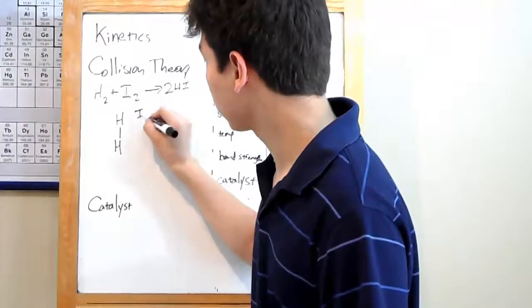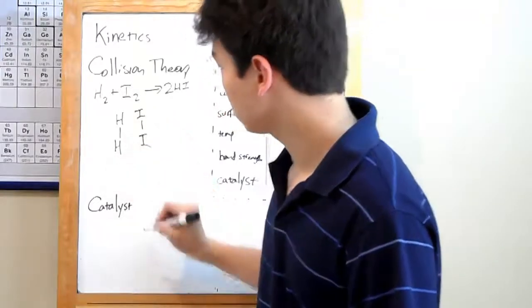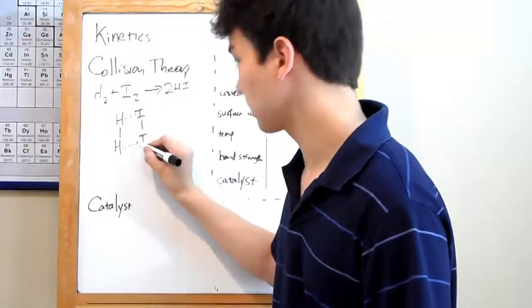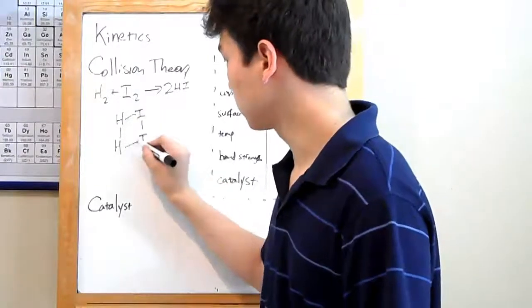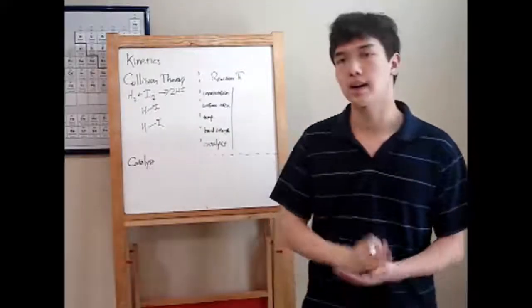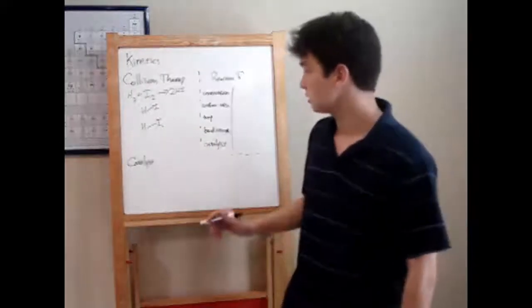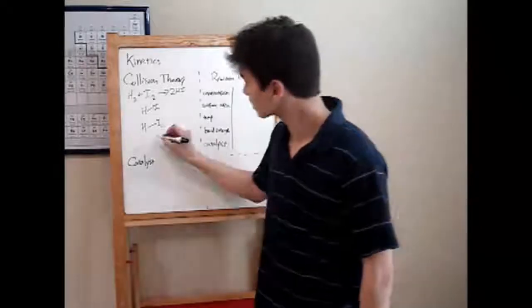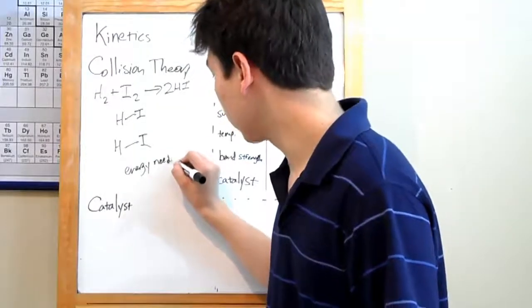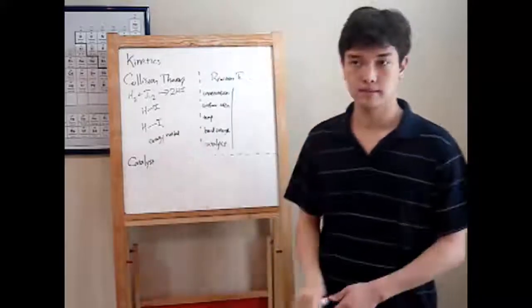For this particular reaction, the H will have to bump into the I, and the other H will have to bump into the other I. So a bond can be formed between these two as these ones are broken, leaving you with 2HI. The other thing to remember is you need sufficient energy. If you don't meet the energy demand, this won't happen.